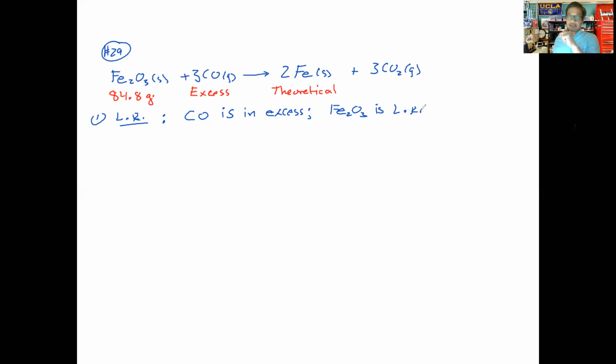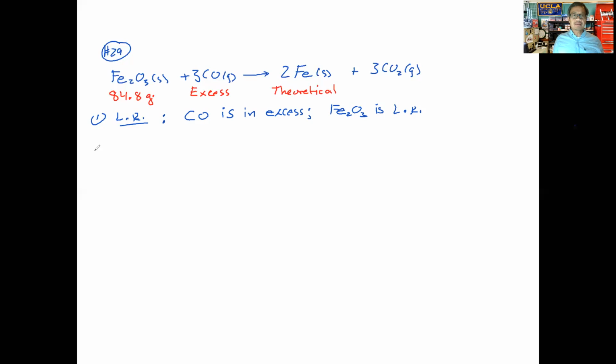Now, with that said, if you come across reactions, and you won't come across it in this class, where you have three reactants, and they give you one of them as being the excess, you still have to calculate the limiting reagent with the two that are remaining. But we don't have to deal with that issue here.